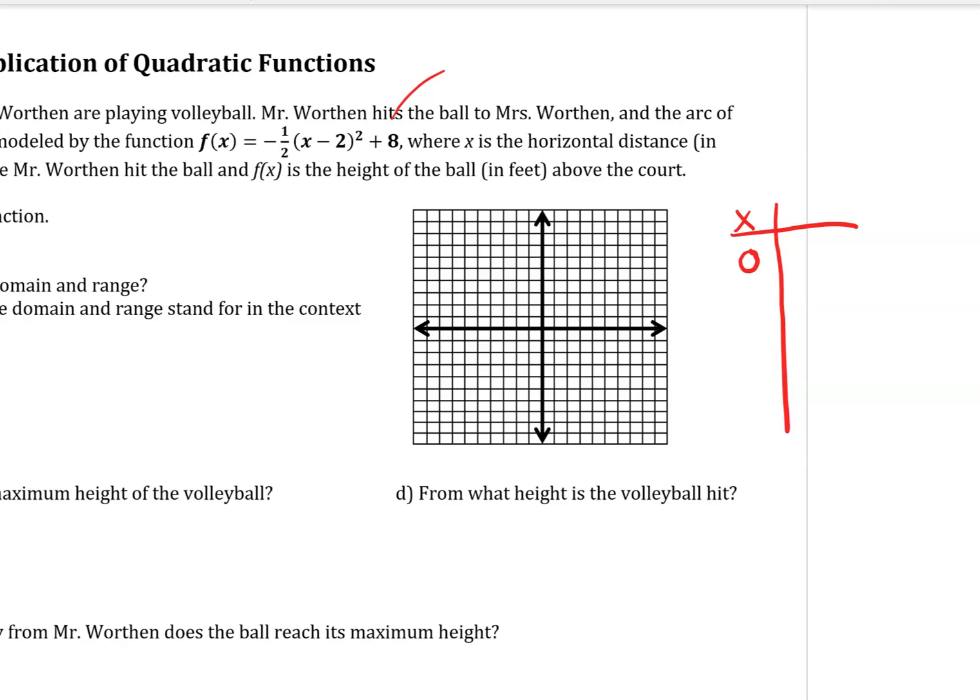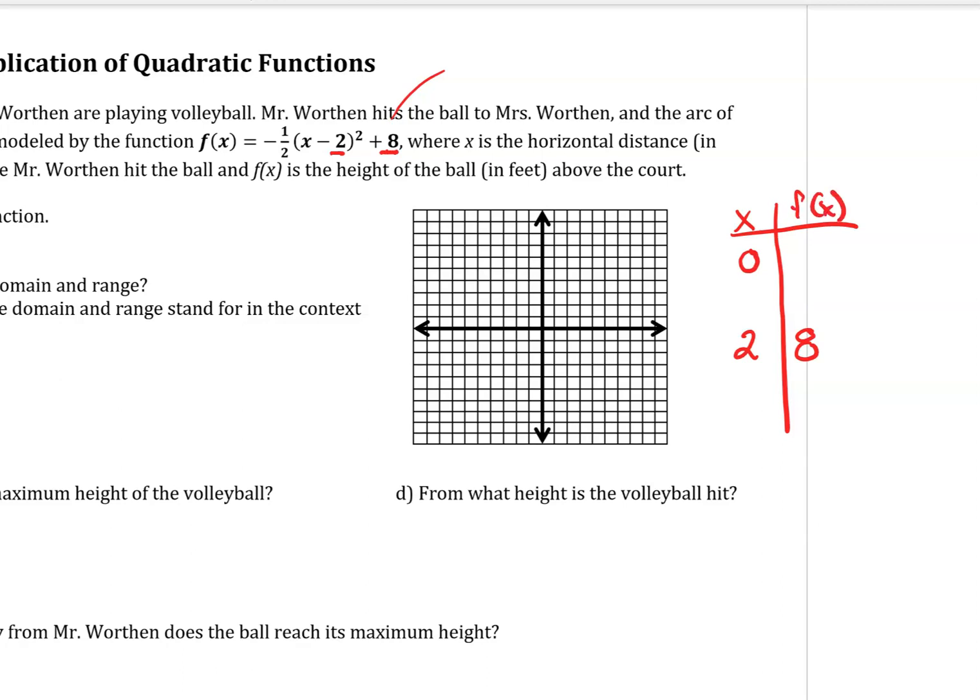So the next thing we know, the vertex, h, k, is our vertex. So we know 2, 8 is part of the solution. If we put in 2 for x, 2 minus 2 is 0, 0 squared is still 0, times negative 1/2 is still 0, and f of x is 8.